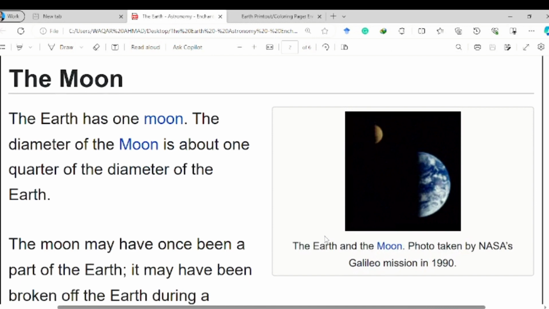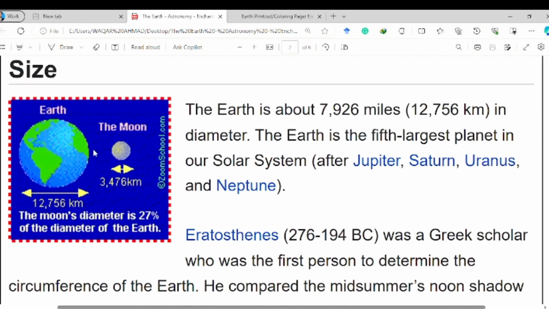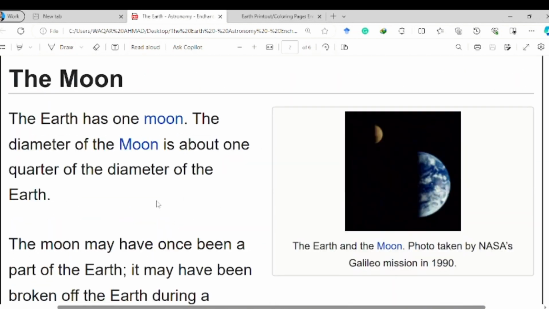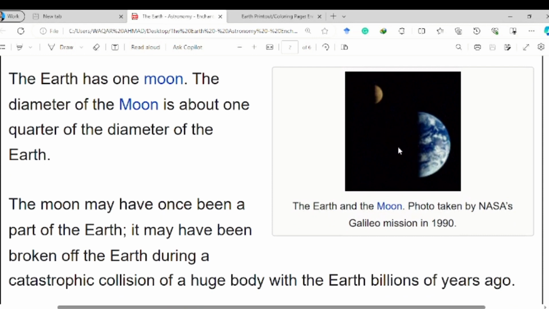And the Moon, what we talk about is 27% of the diameter of the Earth, 3,476 kilometers is the diameter of the Moon. The Earth has one moon. The diameter of the moon is about a quarter of the diameter of the Earth. We discussed all that. This was the picture taken by the NASA Galileo mission in 1990. You can see the moon here and the Earth, and the shadow falling on the Earth.